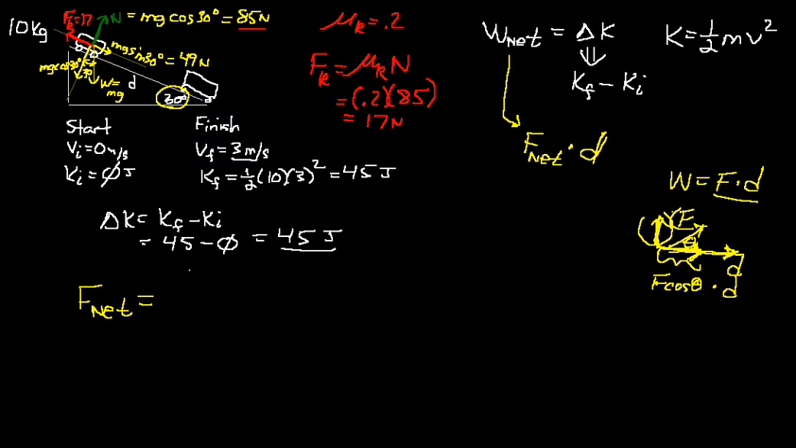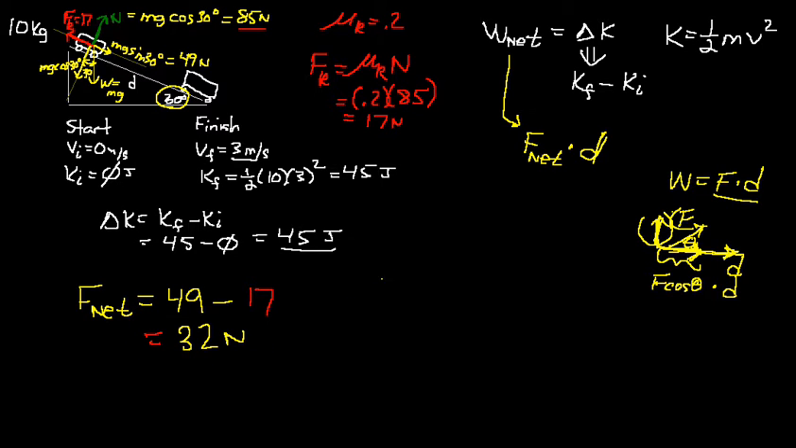Anyway, we need to find the net force to find the net work. This net force, we know up and down on this axis, these cancel out, leaving us simply the friction and the 49 newtons. So it's going to be 49 minus the friction, which we said was 17. And if we do that, the net force is going to be 32 newtons.